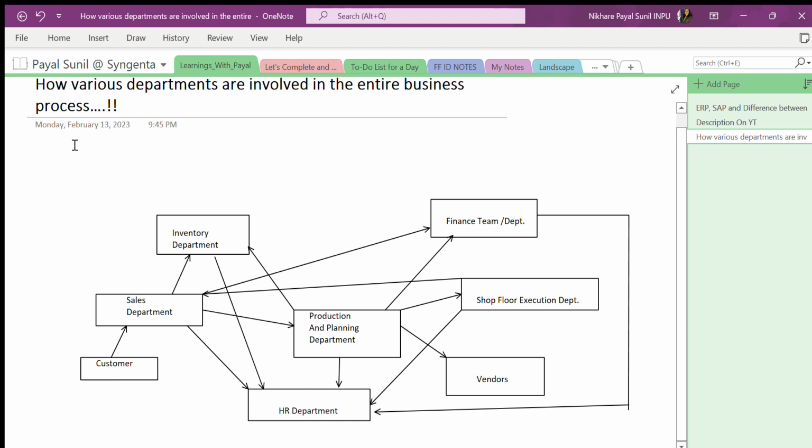Now in the next video we are going to discuss centralized and decentralized systems, the advantages of the centralized system, and what are the flaws in the decentralized system.